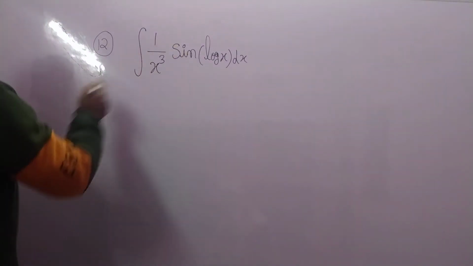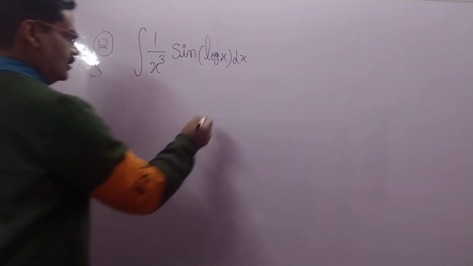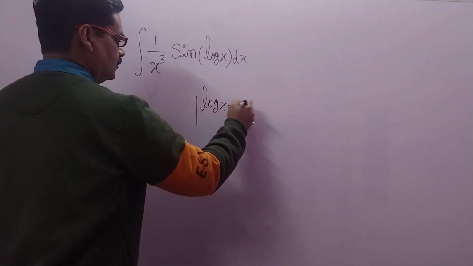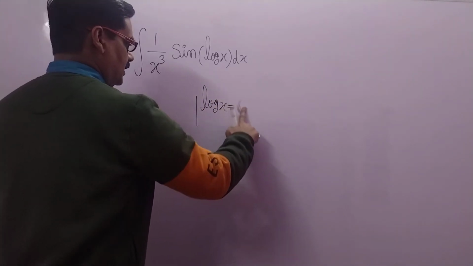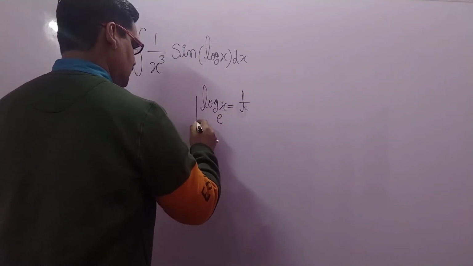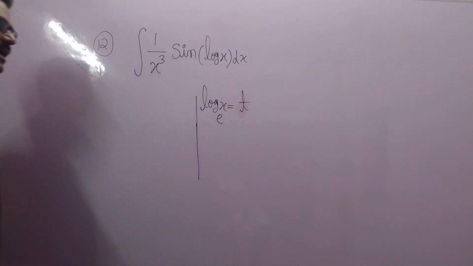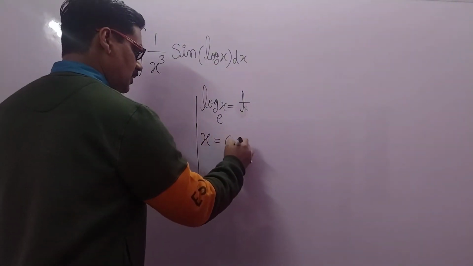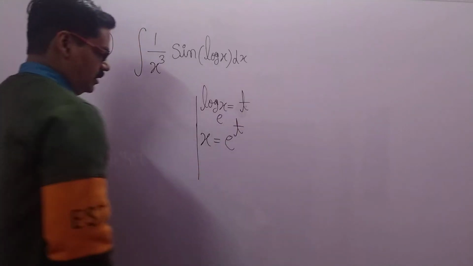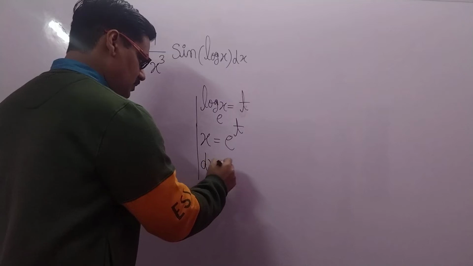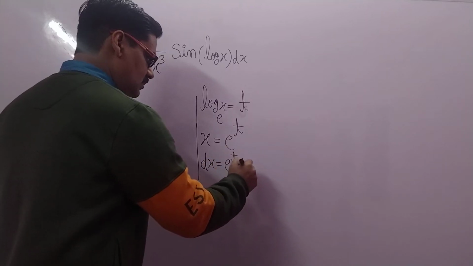Now we do it. For doing it, we suppose log x equals t. Base is e here. Log x base e equals t. So it means x equals e to power t. Now we differentiate both sides. We get dx equals e to power t dt.